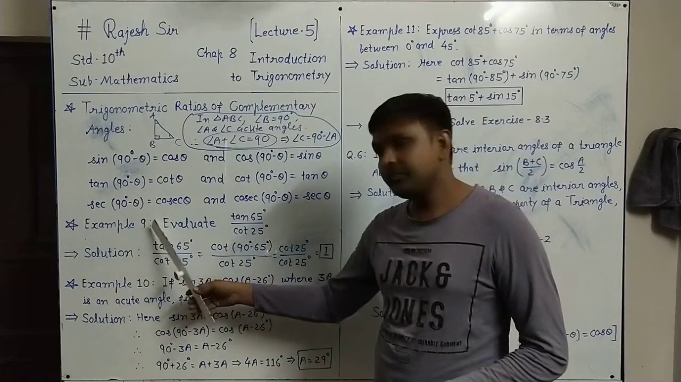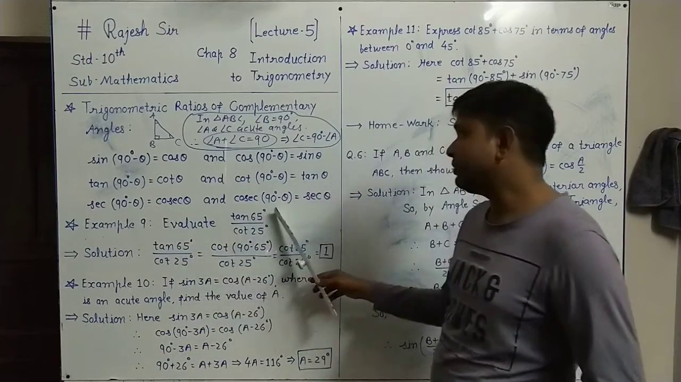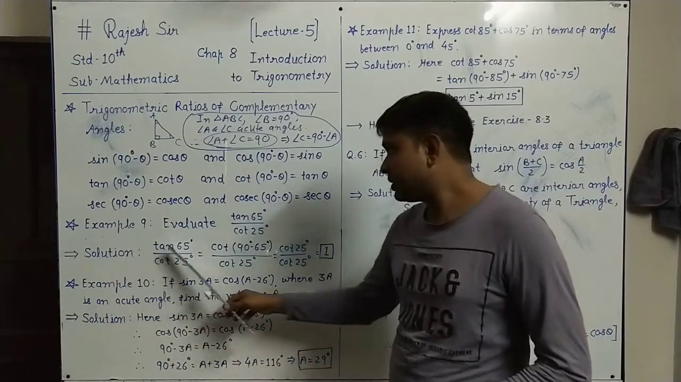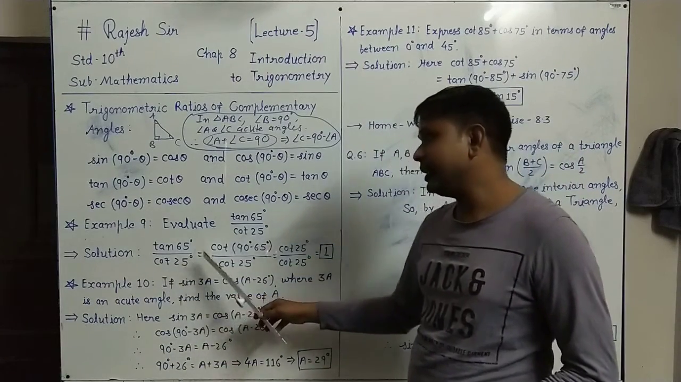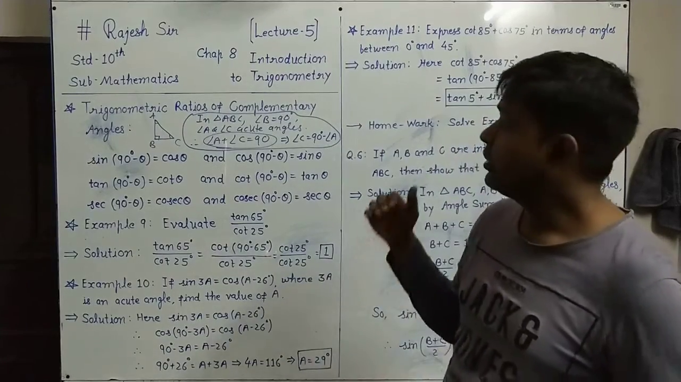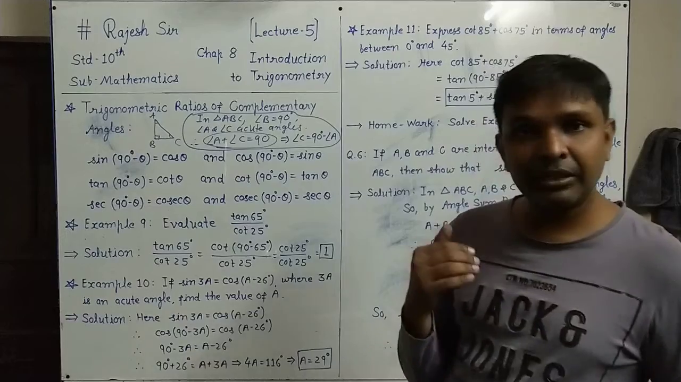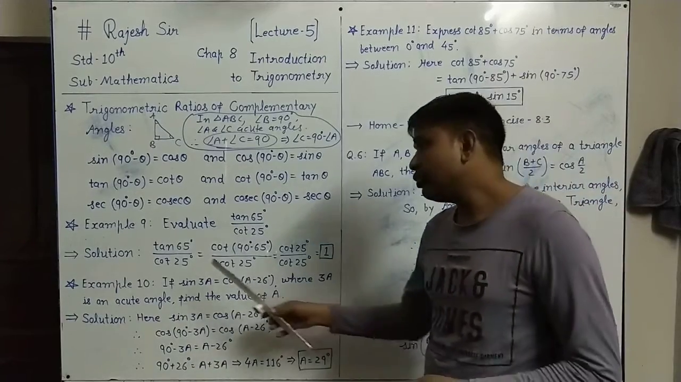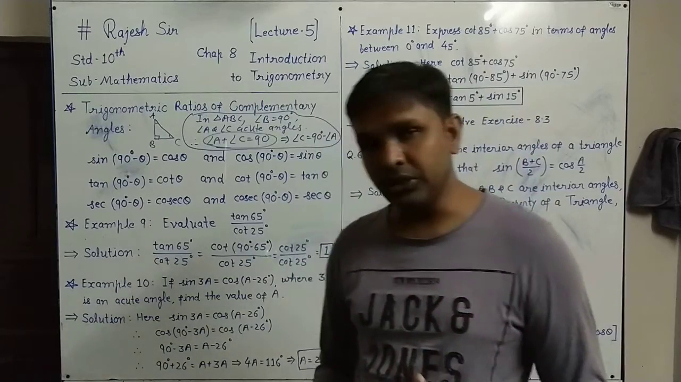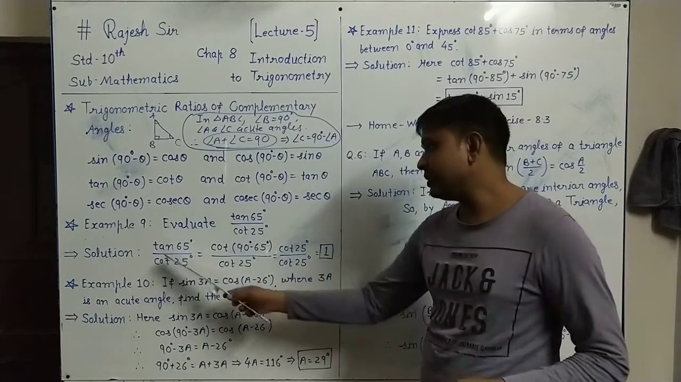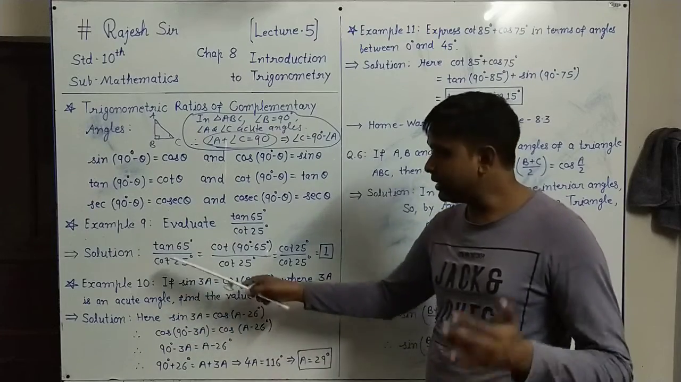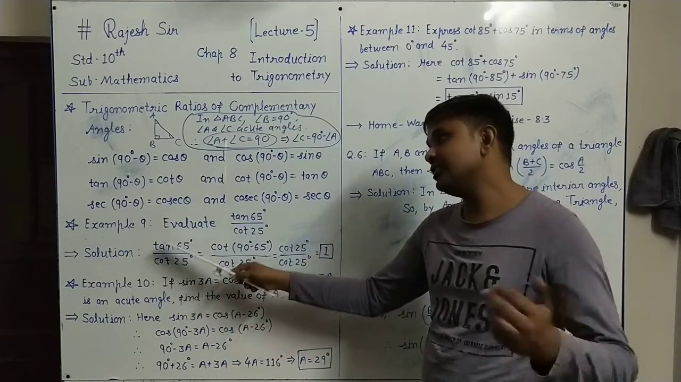Example 9: Evaluate tan 65 degrees upon cot 25 degrees. In the solution, we have tan 65 degrees upon cot 25 degrees. In this type of complementary angle question, we have to change one of the functions and not change the other. So if I change tan, I don't change cot. If I change cot, I will not change tan.